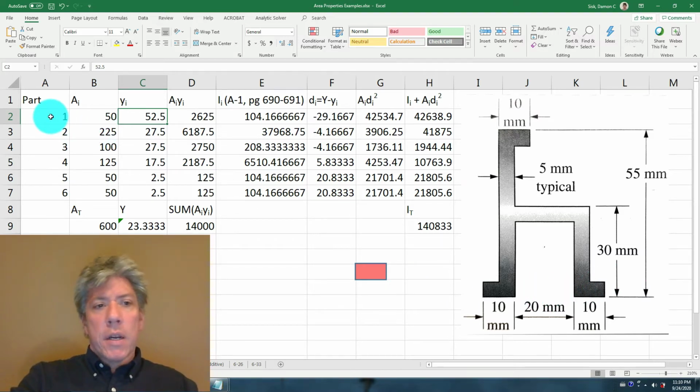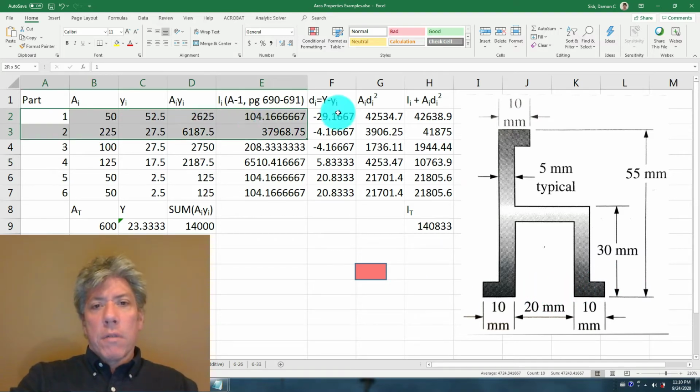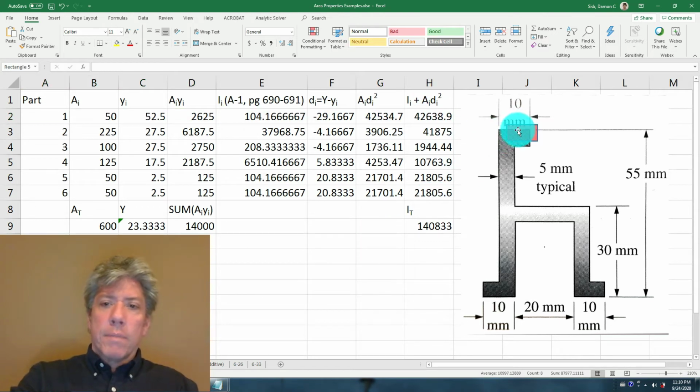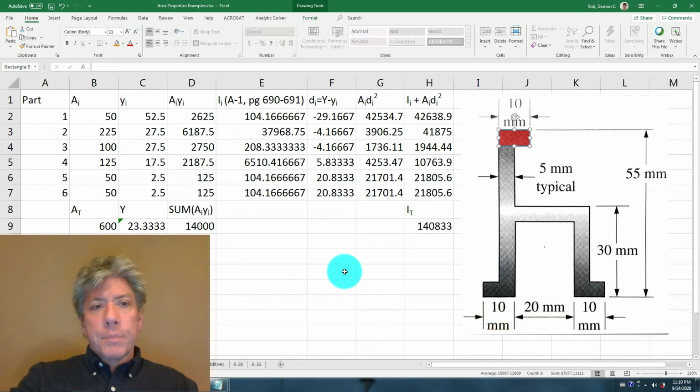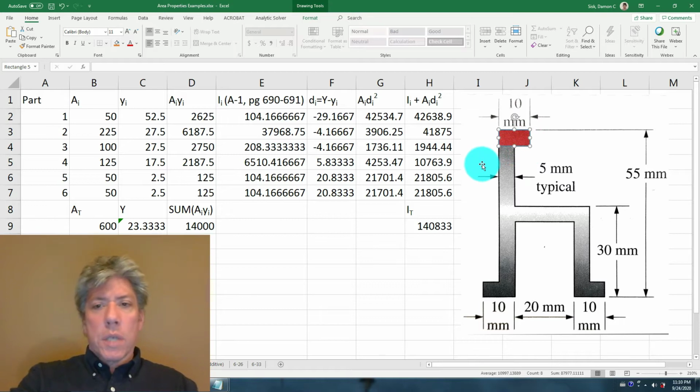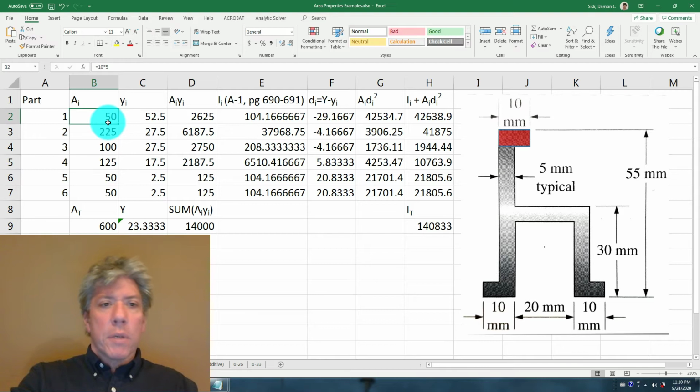So the first area that I'm dealing with here in the first row is actually this area up here at the top. It's just that area. There's a 5 millimeter typical thickness in this whole section. So 5 millimeters times 10, well, that's 50. That's where this number comes from.